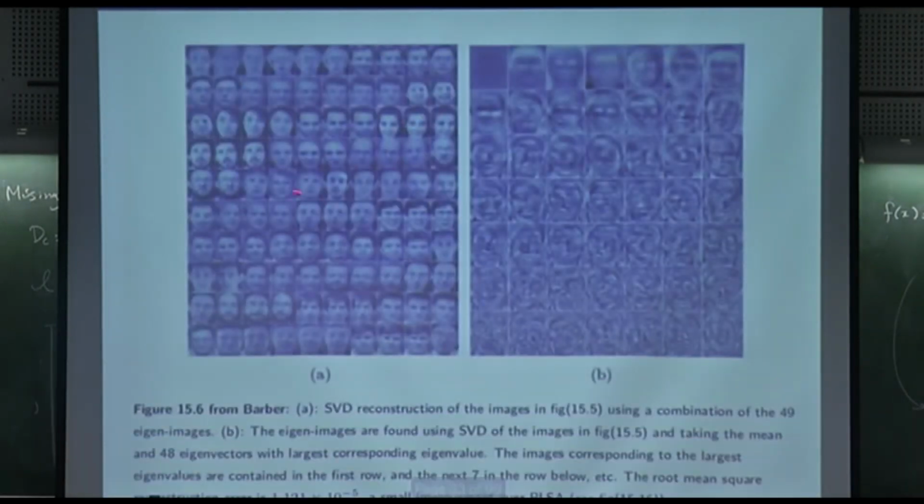And so if you do PCA on that, these are the eigenimages found using SVD on the images in 15.5, taking the mean and 48 eigenvectors corresponding to the largest eigenvalues. So these are basically 1, 2, 3, 4, 5, 6, 7.